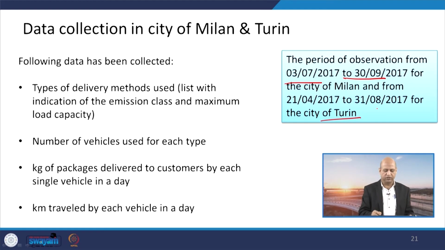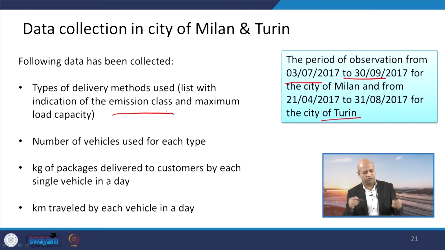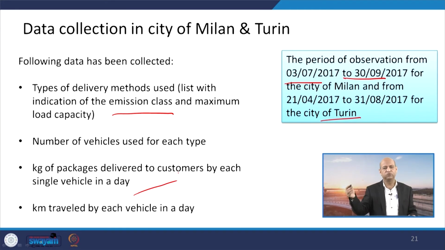The data which were collected, you can see, were the emission class and maximum load capacity of those trucks or commercial vehicles. The number of vehicles and each type of vehicle, so you have to see the type and category. Then the kilograms of packages delivered by those vehicles from one place to another, those goods or packages in a single vehicle in a day, how much packages are to be there.